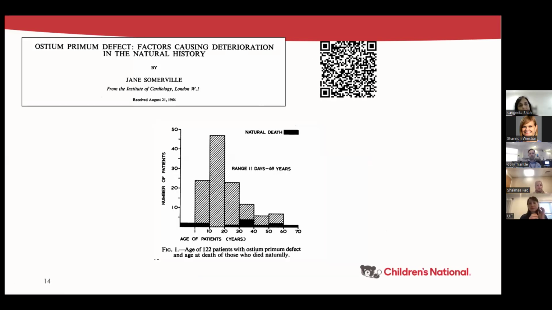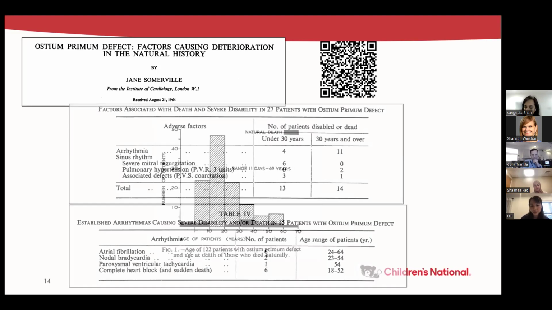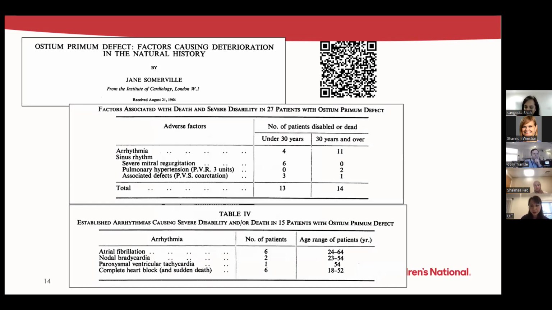Okay, so I'm just going to give a little bit of natural history on the defect and then talk about some of the surgical outcomes. This is an old study that came out in 1960 from Sick Children's, where she describes patients who are unrepaired. You see that death can occur across the lifespan in early infancy as well as into later adulthood. When she looks at the complications of unrepaired primum defects, she breaks them down into those who are under 30 and those who are over 30.